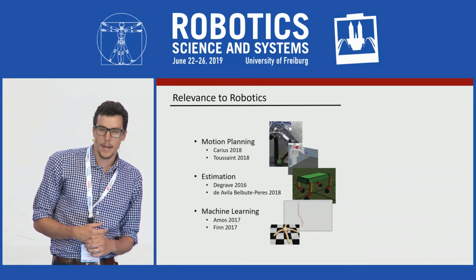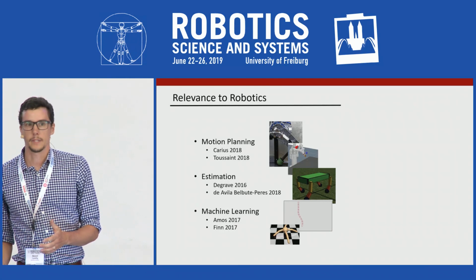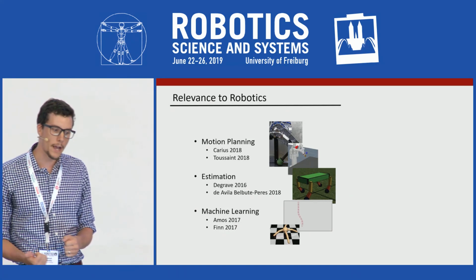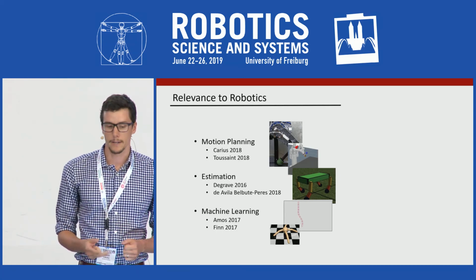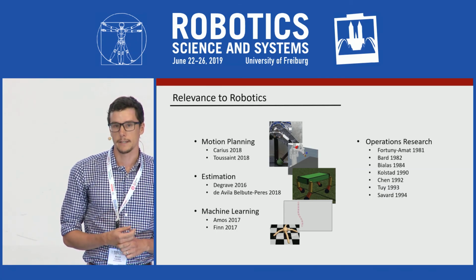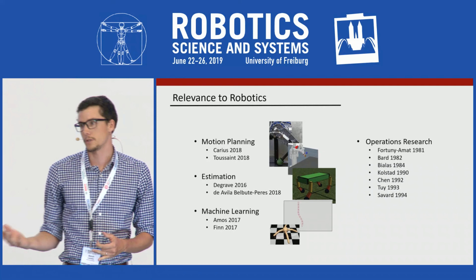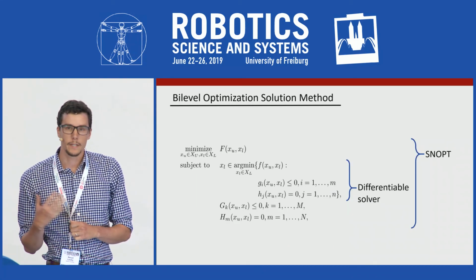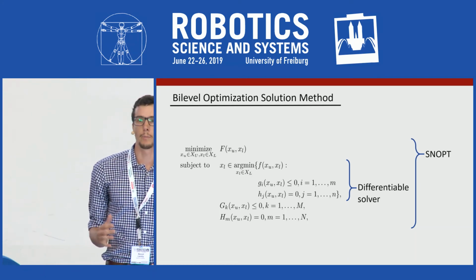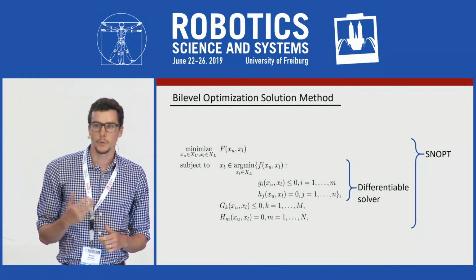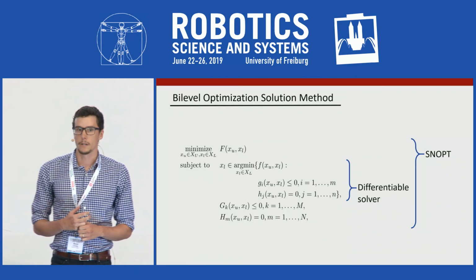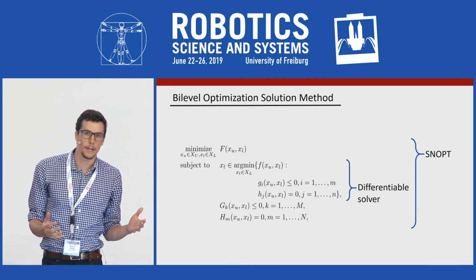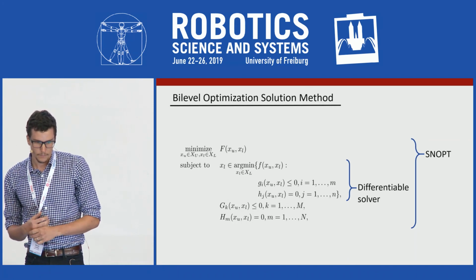And the reason that we're excited about this class of problem is that if you start looking for them, you will find them all over robotics, from motion planning to estimation to machine learning. It also happens to be something that has a rich body of work in the operations research community. So we try to have an approach that's as general purpose as possible. And the way we do that is we develop a differentiable nonlinear optimization solver for the lower problem, and then we use an off-the-shelf solver for the upper problem.